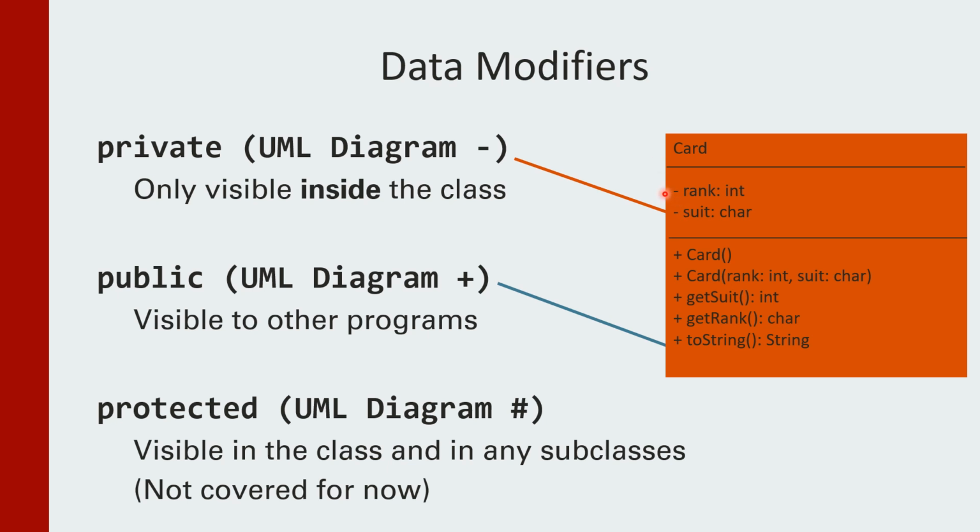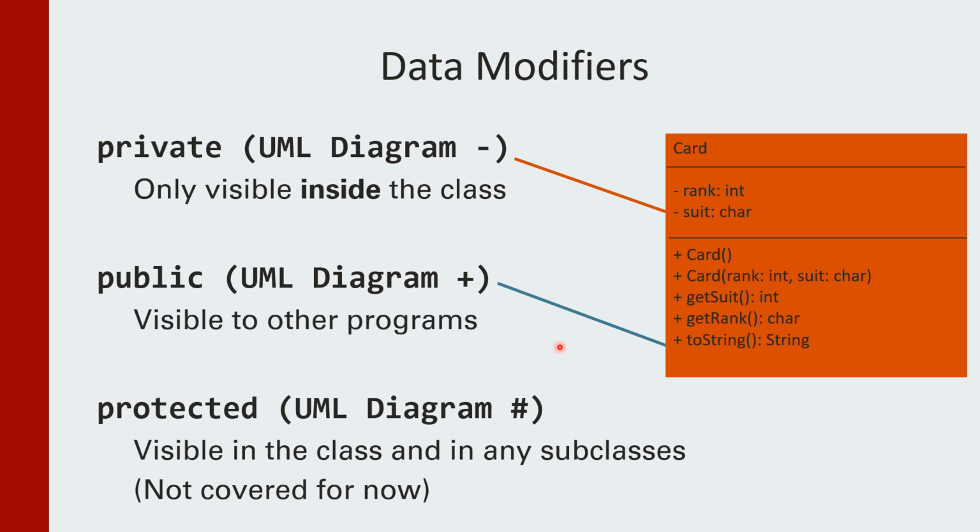And then the things that are private to that class, which are rank, which is an int, and suit, which is a char. And you use a minus sign to indicate that they're private. Things that are public, meaning that they're visible to other programs, are Card, which has the constructor associated with it, getSuit, getRank, and toString. And I've used a plus sign here to indicate that they're public.